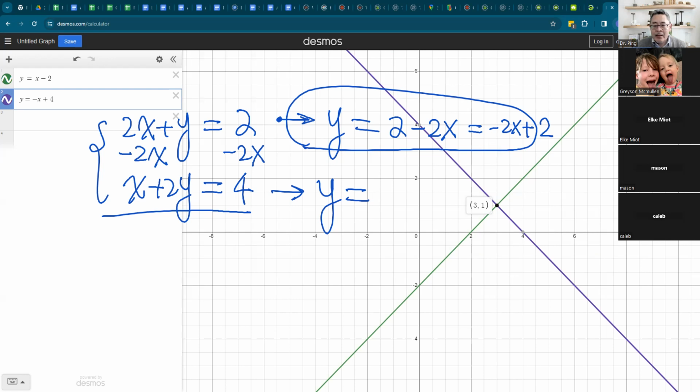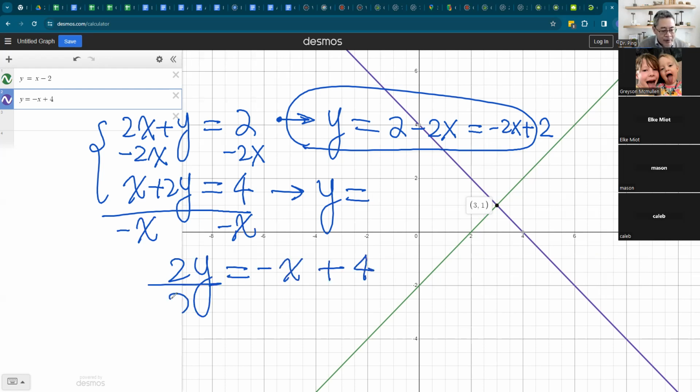Okay. All right. So on this one, what we got here is we minus x on both sides. Then we got 2y equals minus x plus 4. And then we divide by 2 on both sides. So you can see that when we do algebra, pretty much repeat the same process.